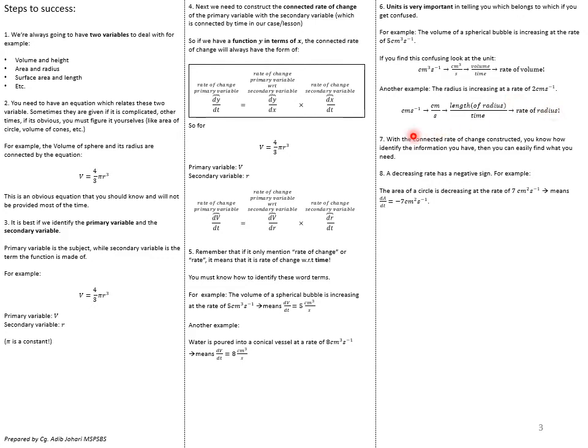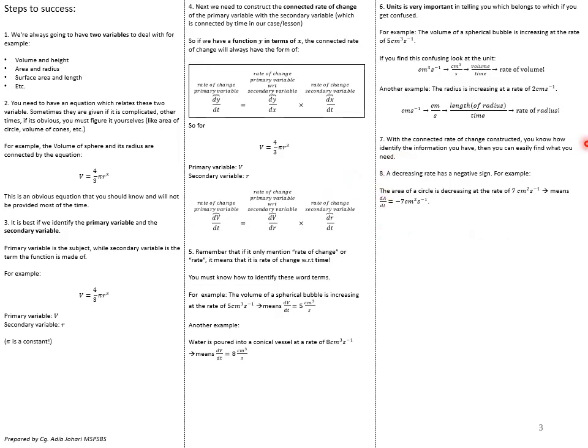Alright, so the next step to success is, after you have constructed the rate of change formula, identify the information that you have. So do I have dv over dt? Can I find dv over dr? What do I need to find? And if you do that, then you can finally easily answer your question.